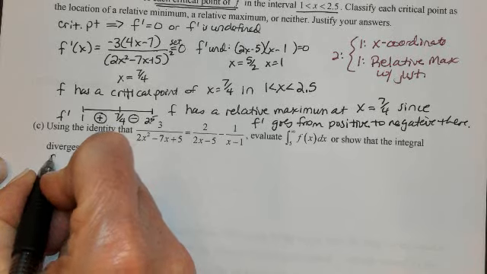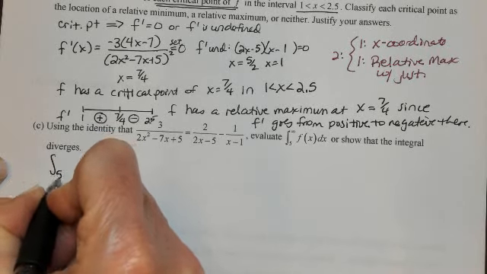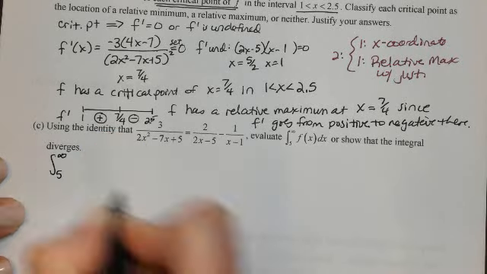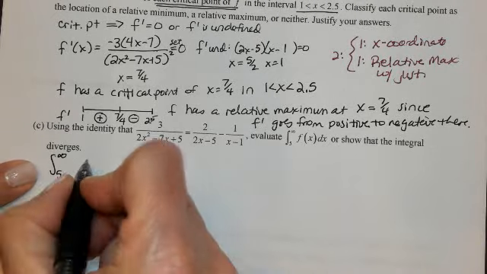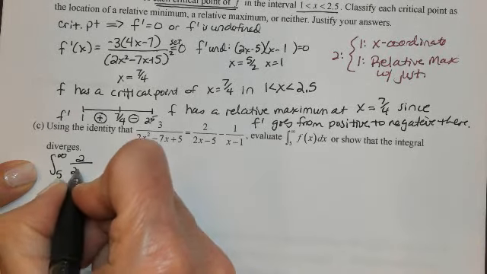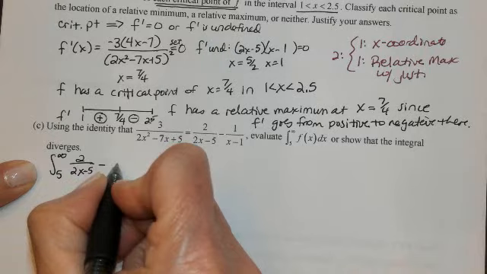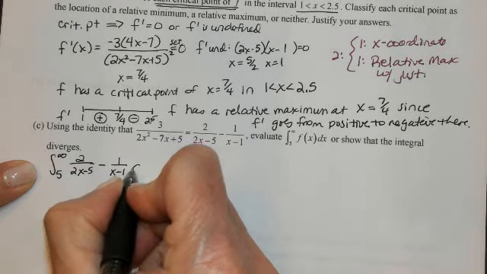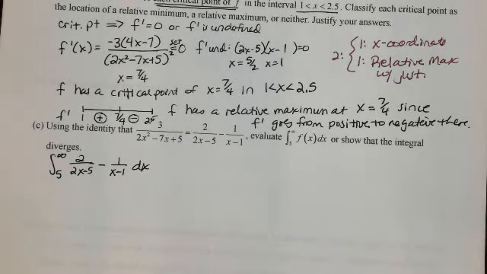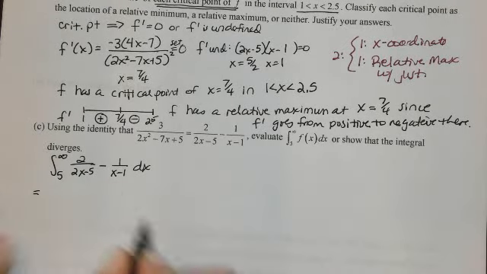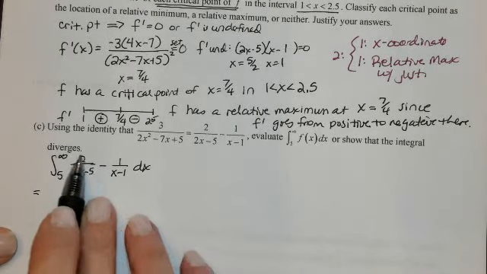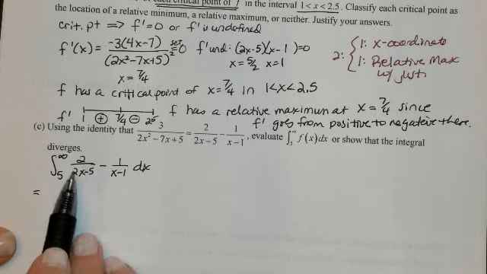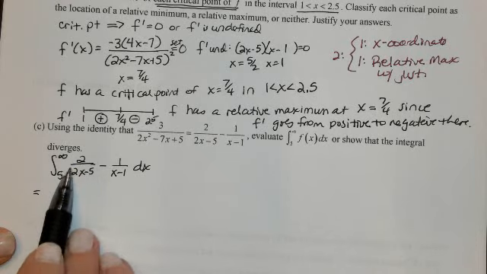So I'm going to go ahead and do that. We have the integral from 5 to infinity, so it's an improper integral of 2 over 2x minus 5 minus 1 over x minus 1 dx. Okay, first of all, for the antiderivatives. So the antiderivative of this, I have 2 on top, 2x minus 5.